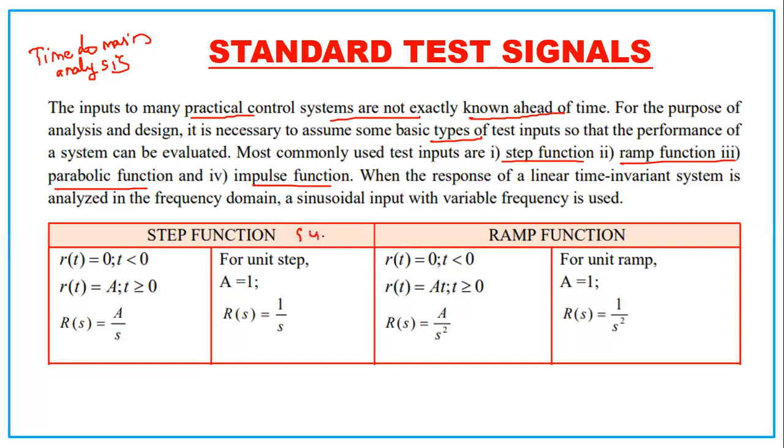The step signal is U of t, which represents a single value. So R of t for a step of amplitude A is equal to 0 for t less than 0, and R of t is equal to A for t greater than or equal to 0. Graphically, how can we represent it? It will be a straight line, and its magnitude will be A.